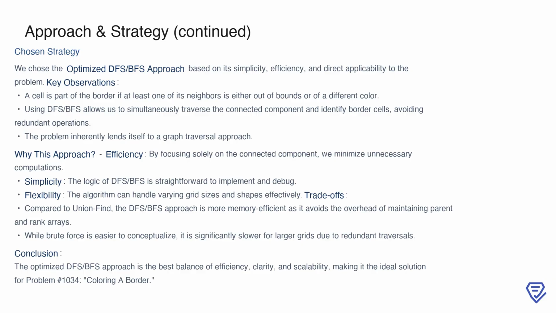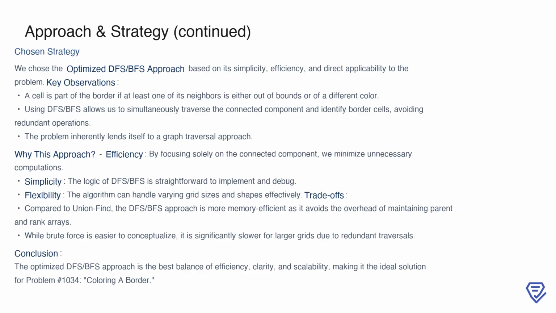One key observation is that a cell belongs to the border if at least one of its neighbors is either out of bounds or of a different color. With DFS or BFS, we can simultaneously traverse the connected component and identify border cells in a single process, minimizing unnecessary operations. This graph traversal method aligns perfectly with the problem's requirements.